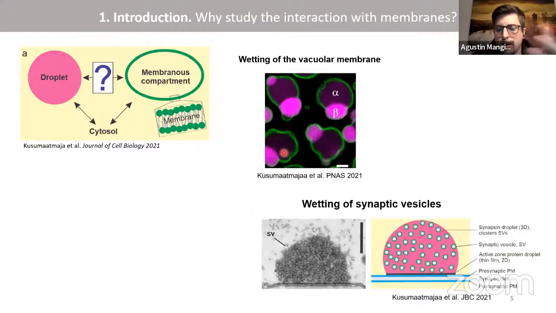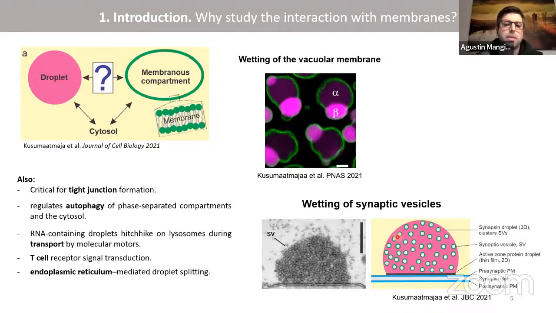Another example that is very different is this one on the synapses. So it is believed that this droplet is mainly phase-separated synapsin that has these synaptic vesicles inside, and a lot of examples keep appearing on different functions. For example, this interaction between droplets and membranes is critical for tight junctions and regulates autophagy and so on. So this is what we will try to understand.